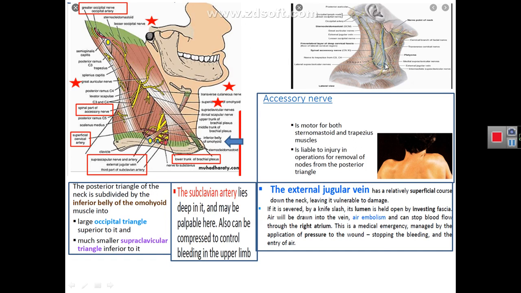If a large amount of air enters the right atrium via this pathway, external jugular vein, subclavian vein, superior vena cava, and right atrium, there will be what is called air embolism into the heart, and this air embolism will lead to fatal results. It will kill the patient because the heart will not be able to pump blood anymore because of this air embolism. These are the main points in regard to the posterior triangle of the neck. Thank you very much.